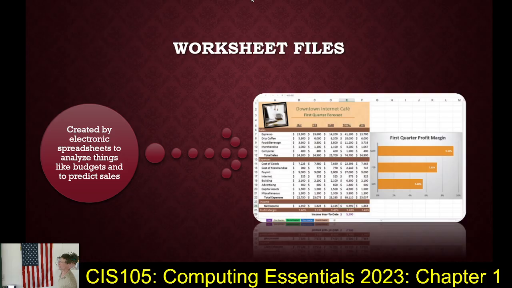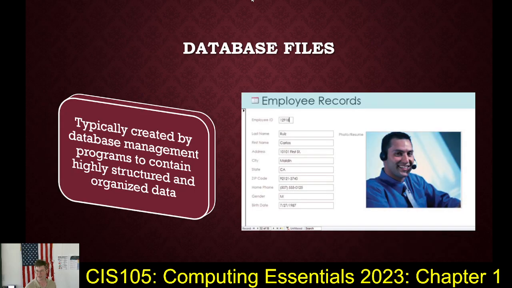Worksheet files, or some of you like to call them spreadsheets. Yes, we use these to analyze data and also to display data in a nice format for people to understand. Databases, I'm going to talk about this in chapter 11, even though it doesn't say chapter 11 up there. We have a full chapter on databases.